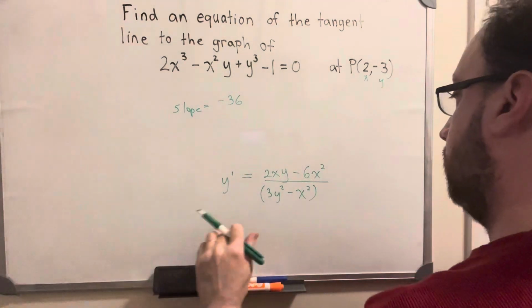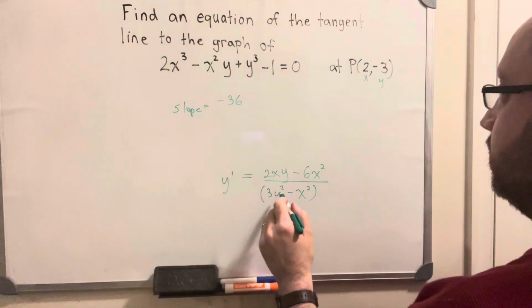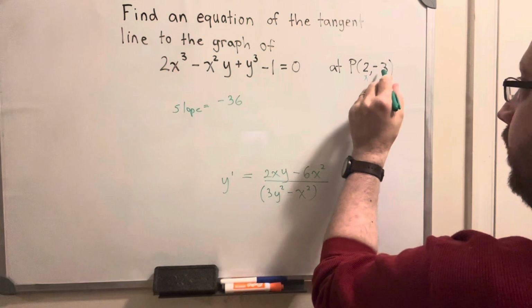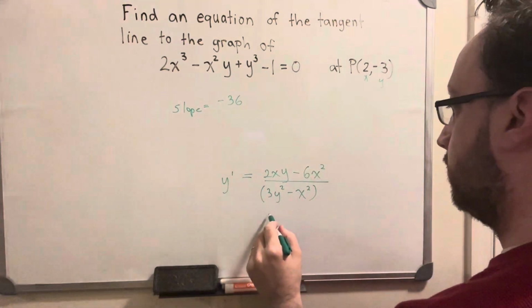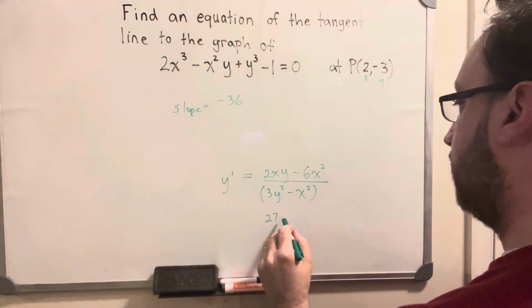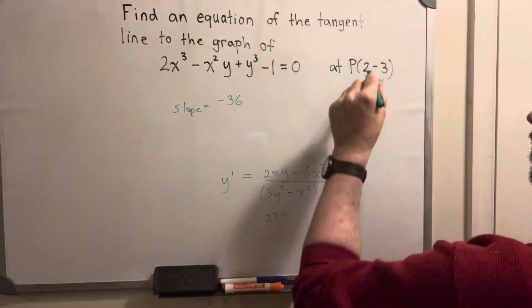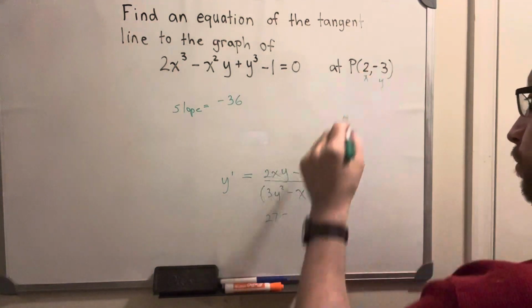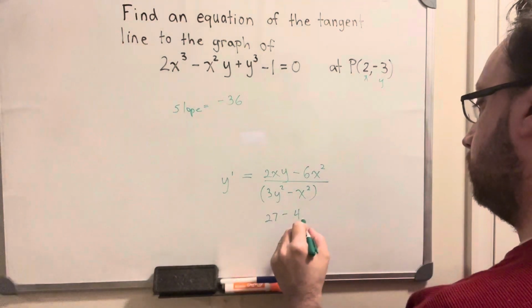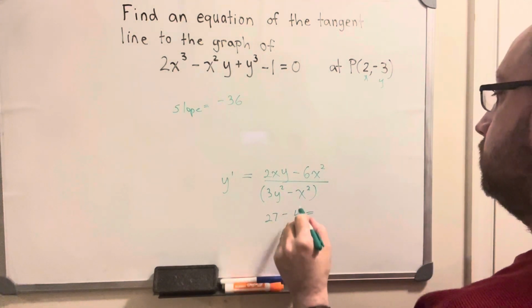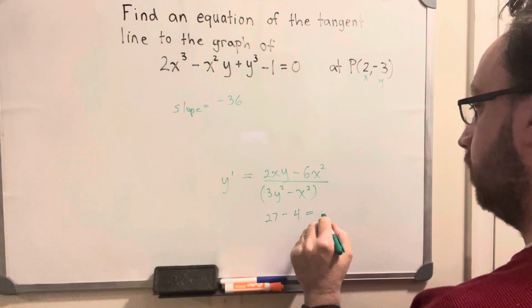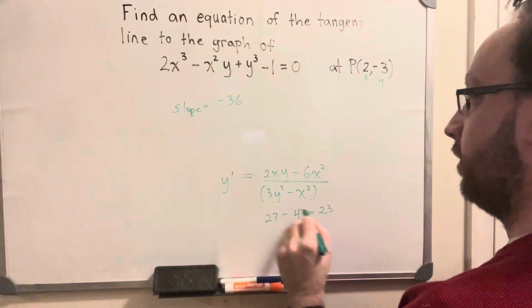What do we have here in the denominator? 3 times minus 3 squared, which is 9. So 3 times 9 is 27, minus x squared, where x is 2. So 2 squared is 4. 27 minus 4 is 23 last time I checked.